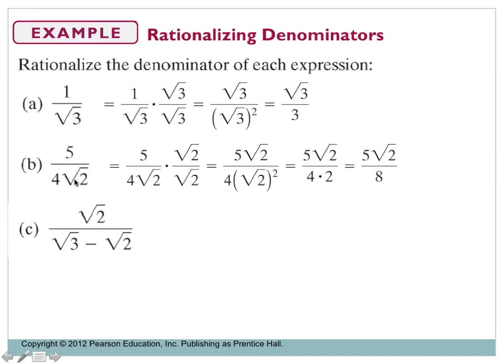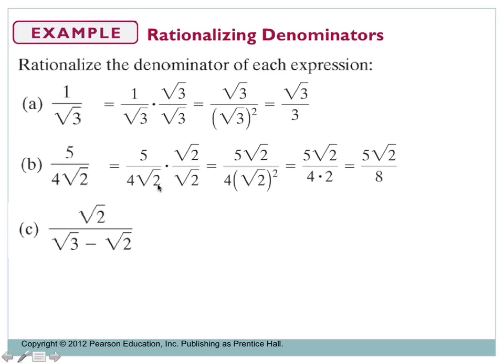Now this one here, in order to get rid of this, all we need to do is multiply by square root of 2. So we have 5 times square root of 2 divided by 4 times square root of 2 times square root of 2. So our numerator, we can't do anything with that. That's just going to be 5 root 2.